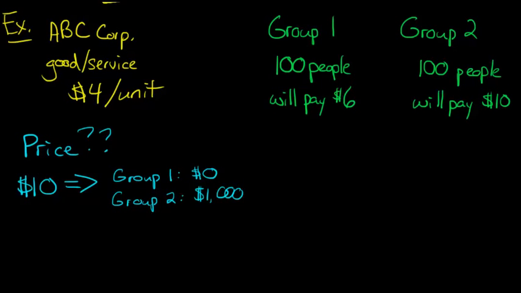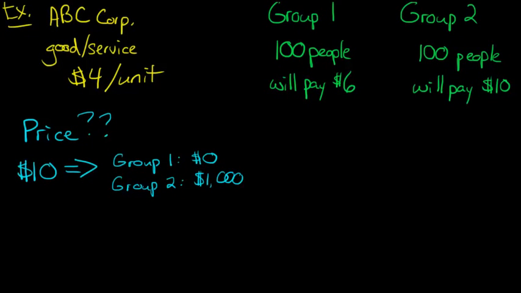So now let's think about it a different way. Well, what if we said, let's charge them $6. Let's just charge $6 and see what happens. Well, now, people from both groups are going to buy this, right? Because group one, they're willing to pay $6. And group two, they were willing to pay $10. So they're happy. So from group one, we're going to have 100 people paying $6. That's our price. So that's going to give us $600.